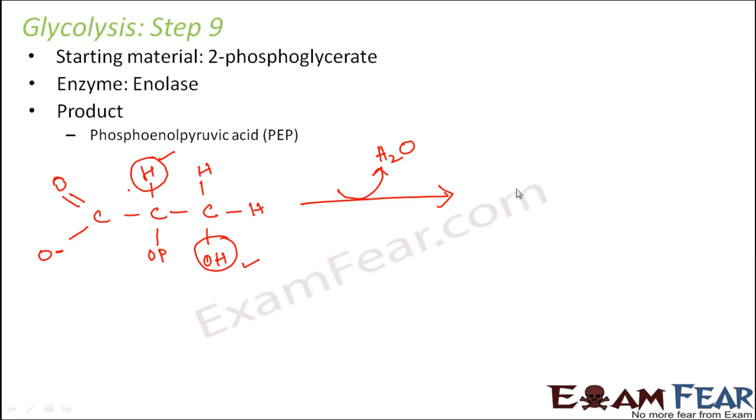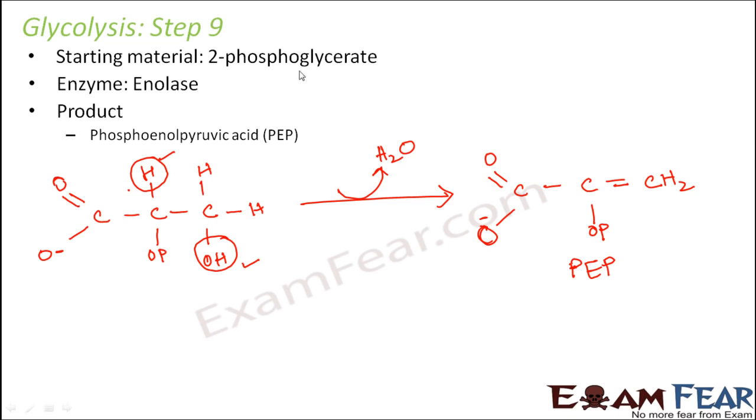So what will you be left with? You will be left with something like this. There will be a double bond because this H is going, this OH is going. So a double bond will develop between both the carbon atoms. And this will be H2. And this is nothing but PEP, that is phosphoenol pyruvic acid.